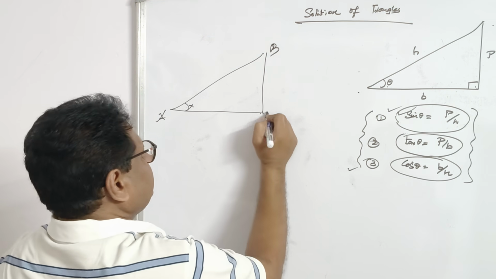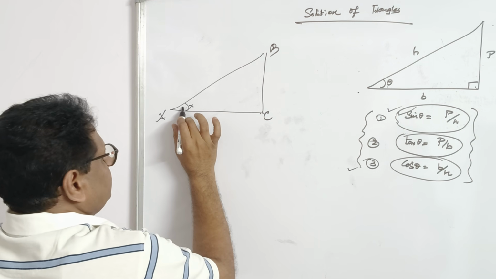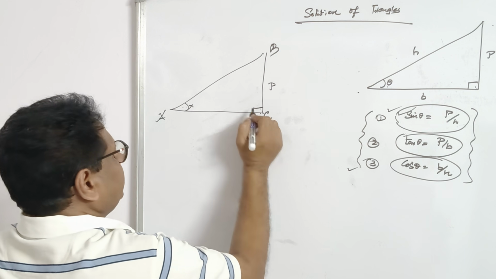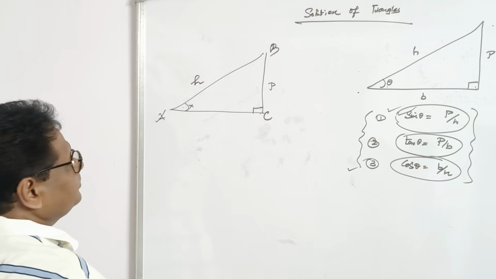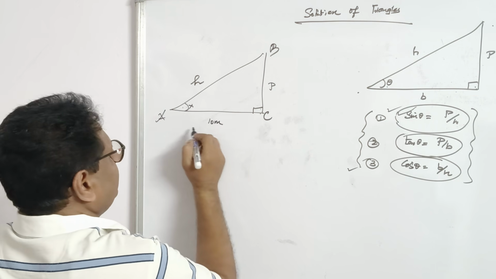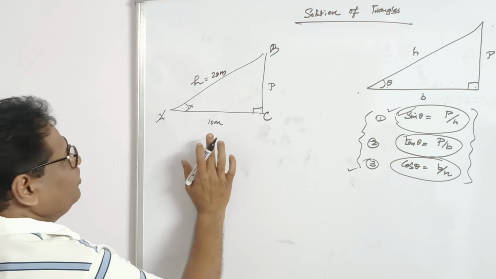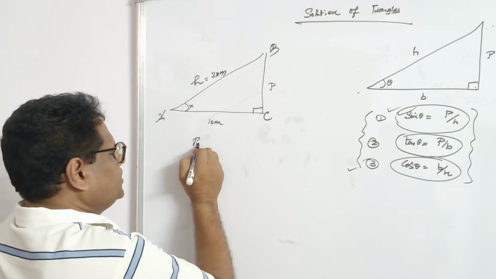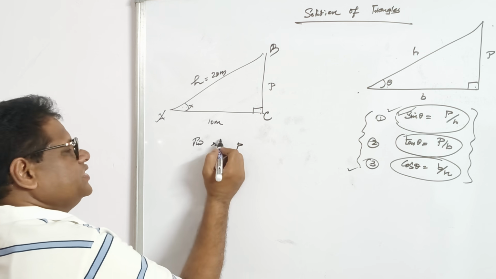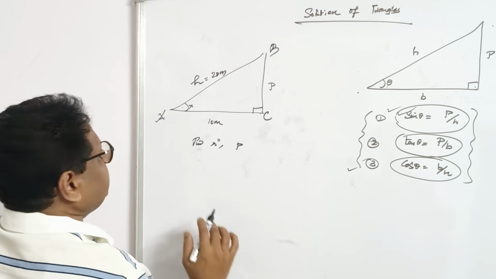The triangle is ABC. The base is coming last. The side opposite to this angle is the perpendicular. This is the 90 degrees, so this is the hypotenuse, and you are given the base 10 meters, and the hypotenuse is given as 20 meters. You have to find the value of x first and then the value of p. The value of x is in degrees, whereas the value of p is a distance, that is in meters.